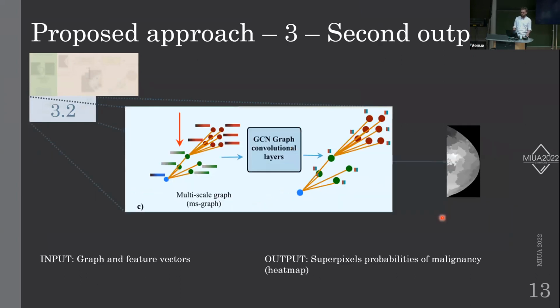The second output is a region-wise classification of the mammogram, where we use the malignancy probability of each node to look for model explainability and localization purposes for radiologists.